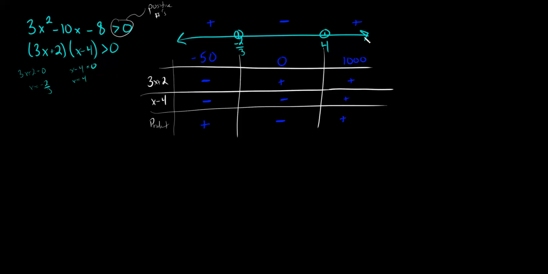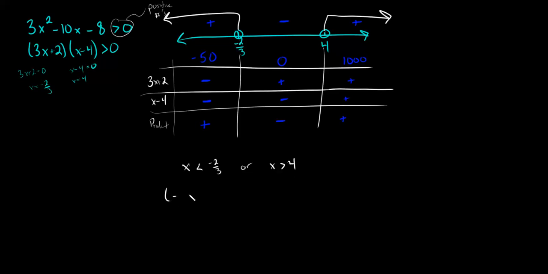And now this is where we look back. We wanted to be greater than 0. That means we wanted to be positive. Well, that occurs in the intervals here and here. So this is where our answers would be. So as an inequality, we would want x to be less than negative 2/3, or x can be greater than 4. So that would be our answer as an inequality.